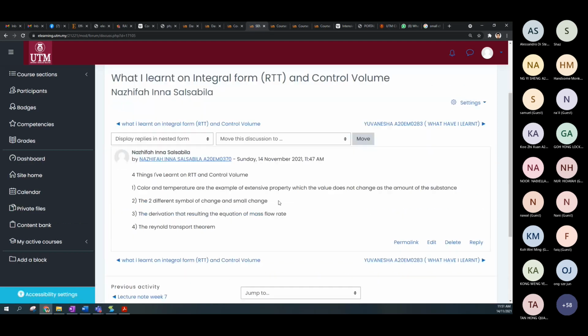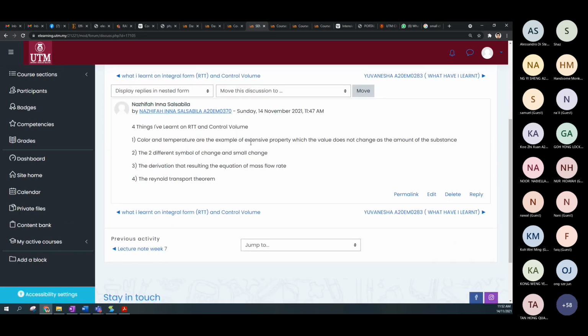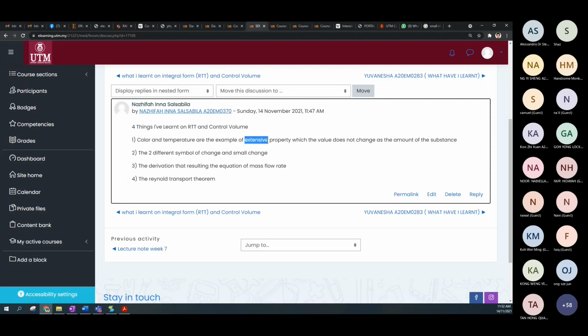Ina Salsabila. Color and temperature are the example of intensive property, which value does not change as the amount of substance. Okay, this should be intensive. The two different symbols of change and small change.